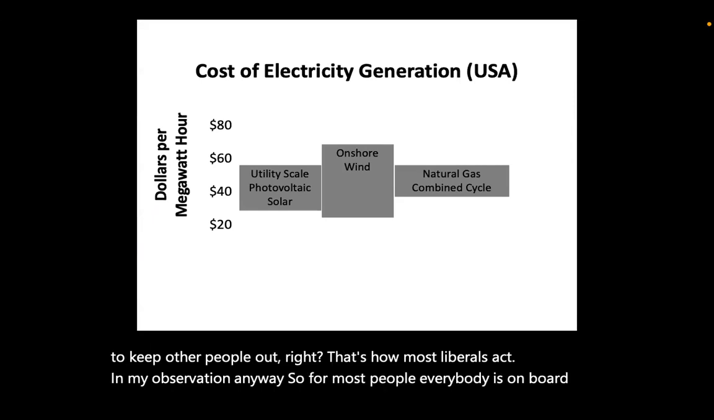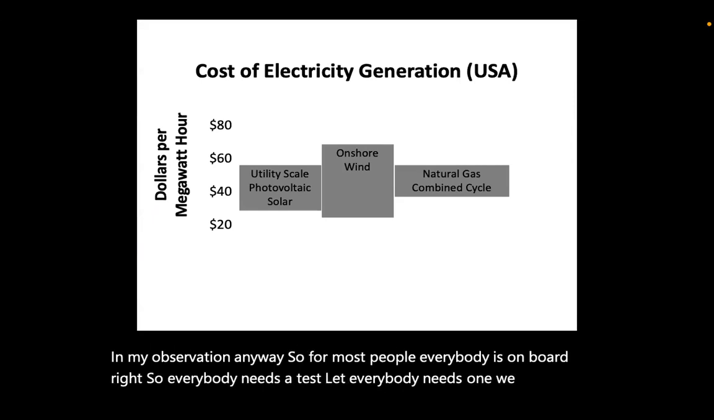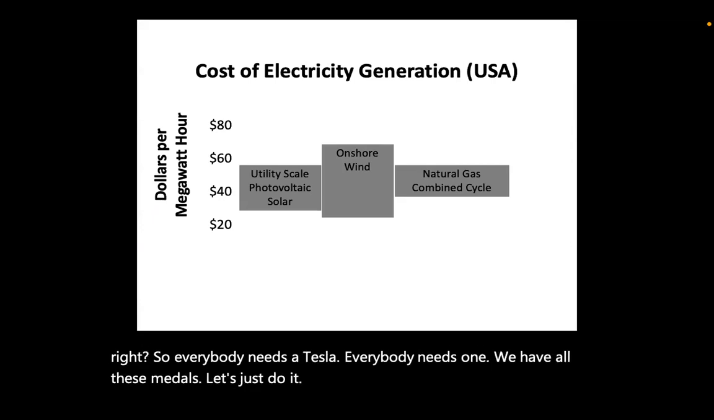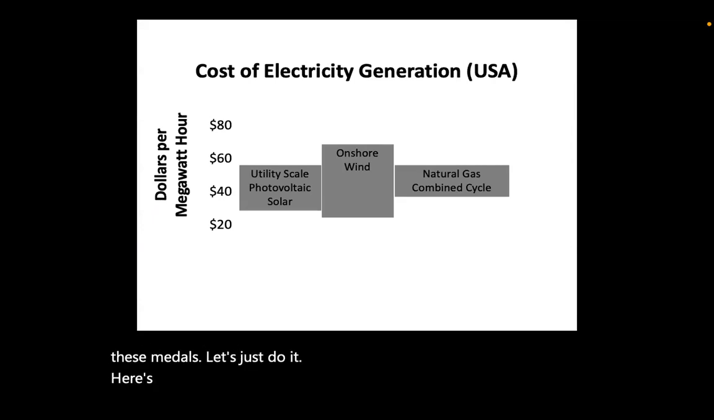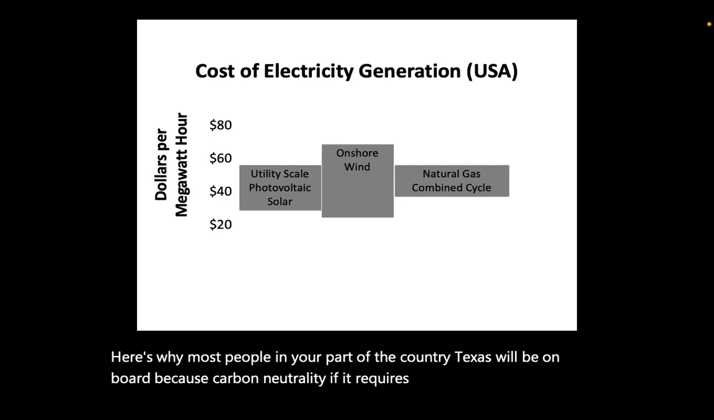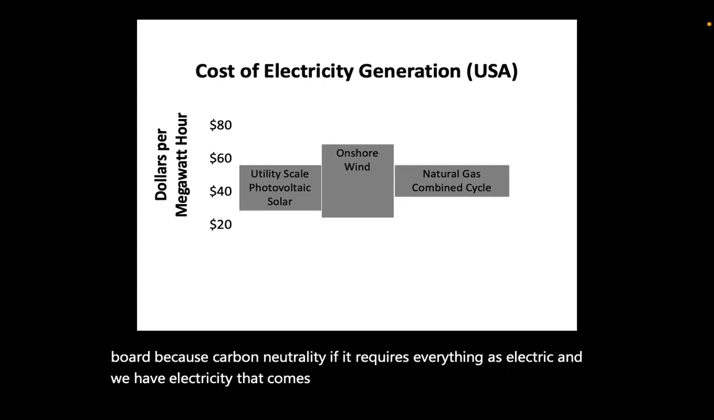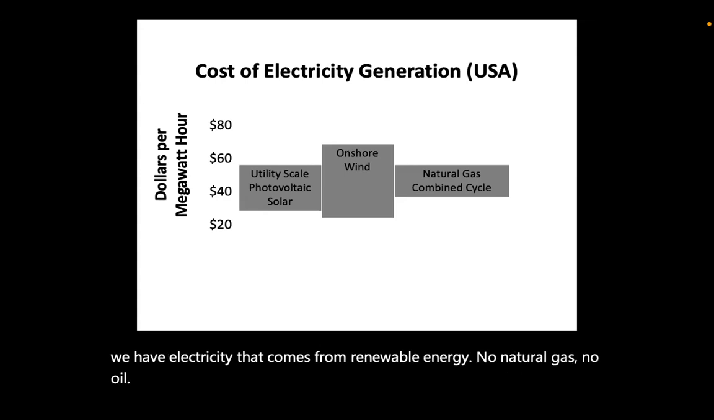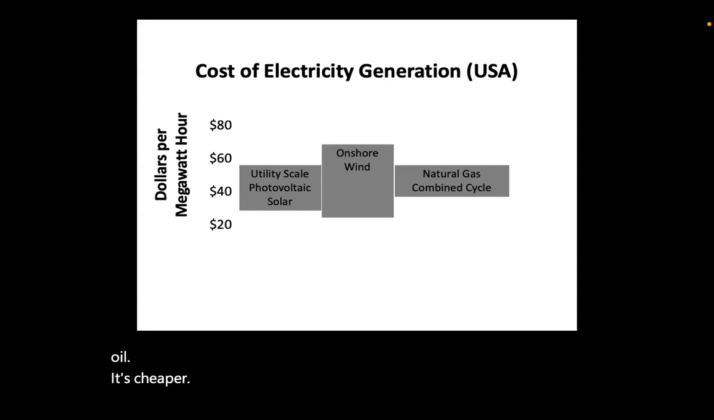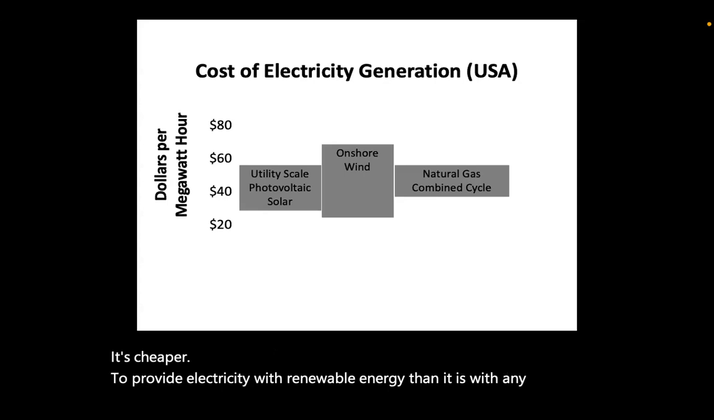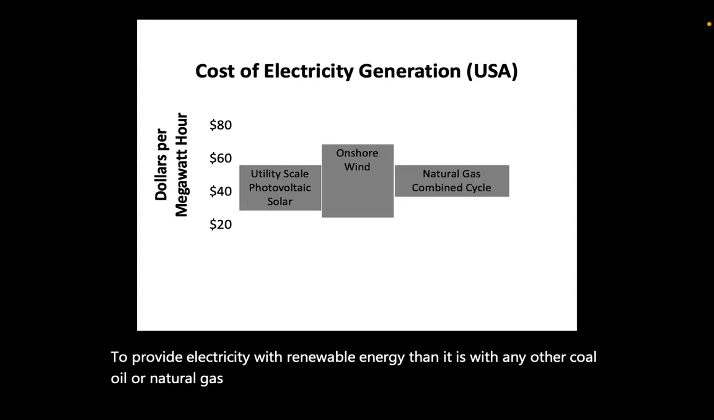Okay, so everybody needs a Tesla. Everybody needs one. We have all these metals. Let's just do it. Here's why most people in your part of the country, Texas, will be on board. Because carbon neutrality, if it requires everything is electric and we have electricity that comes from renewable energy, no natural gas, no oil, it's cheaper to provide electricity with renewable energy than it is with any other coal, oil, or natural gas, any fossil fuel. Like that's just a thing.